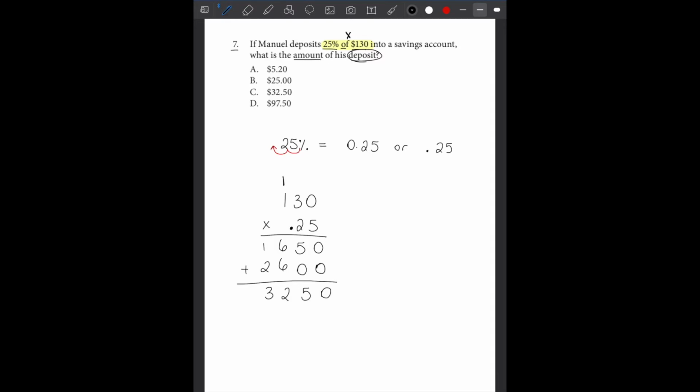So, the decimal place. Since this decimal place is 2 units over, our new decimal place down here is going to be 2 units over as well. So it's going to be right here. So the amount of money that Manuel deposited in his savings account is $32.50, and that would be option C.